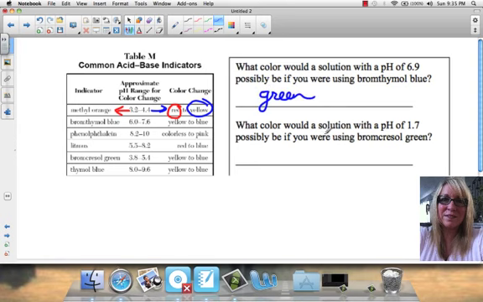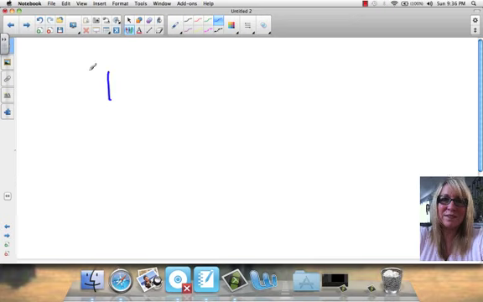What color would a solution be with a pH of 1.7 if you were using bromocresol green? 1.7 is less than 3.8, so my solution would be yellow. Okay, and that's it.